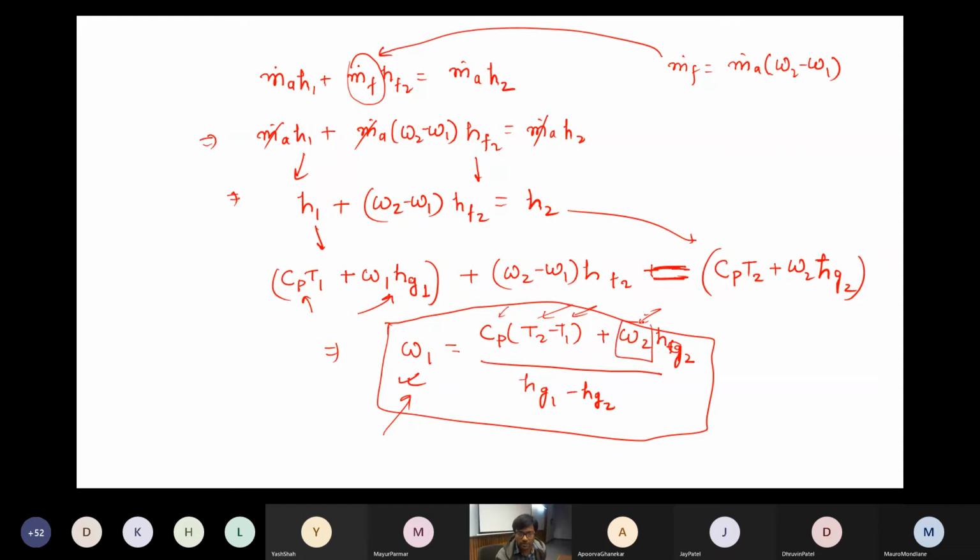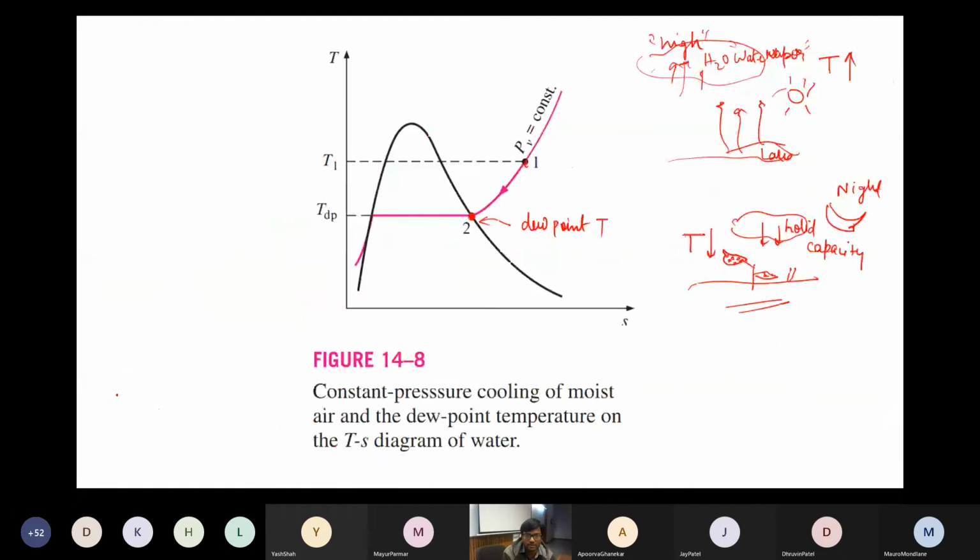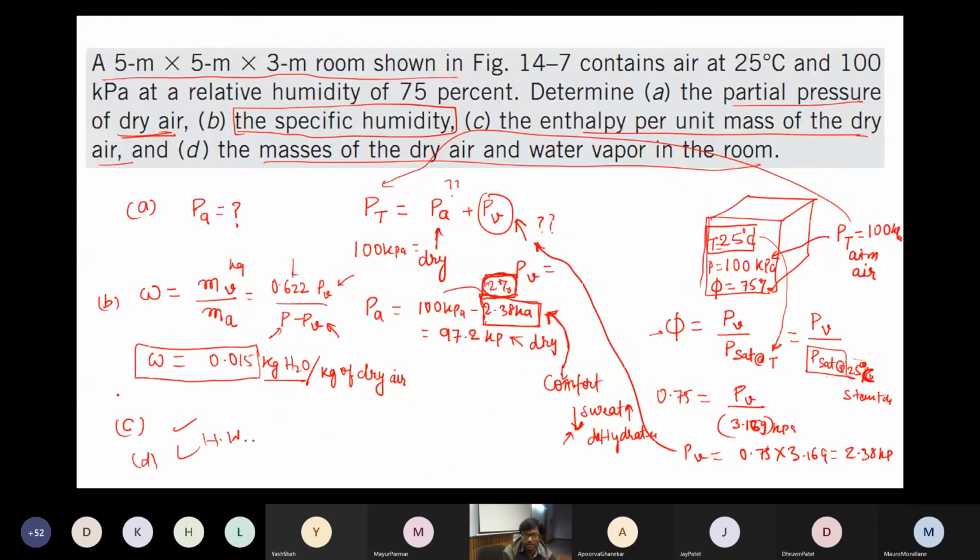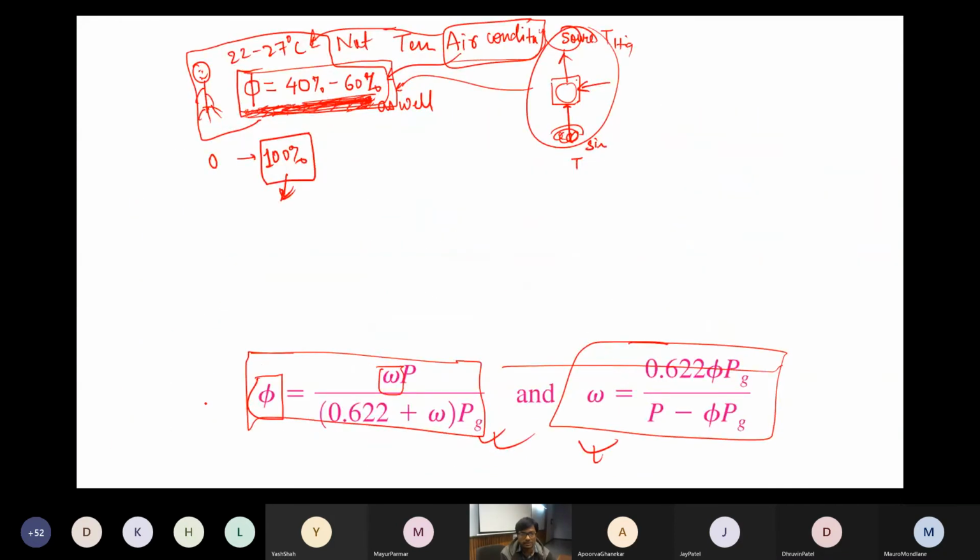What is my omega 2? Omega 2 will also be known. From the previous expression, we have already a relation between omega 2 and omega 1, and that is the omega value. So here your phi will be at omega 2. At omega 2, your phi is 100%.